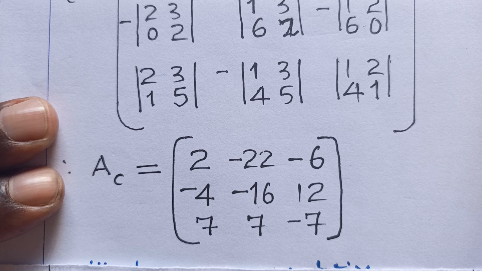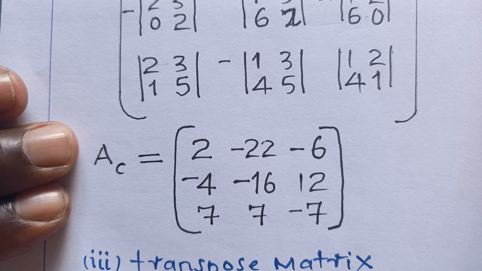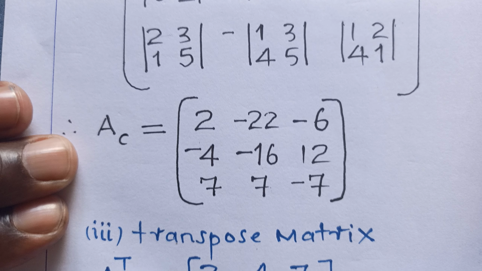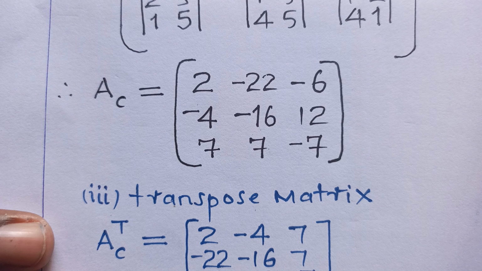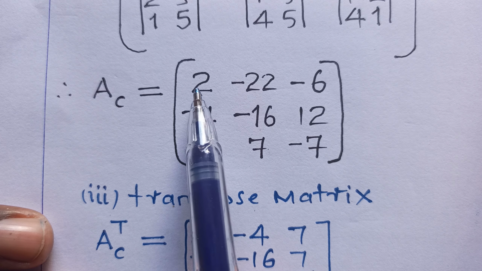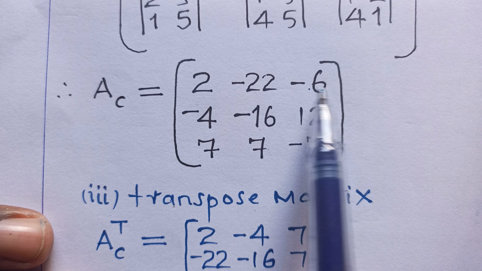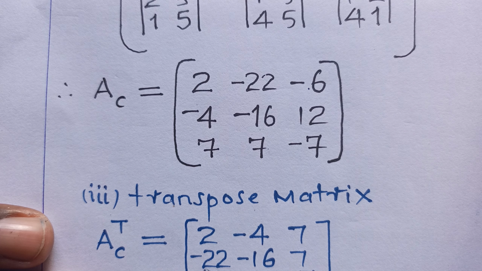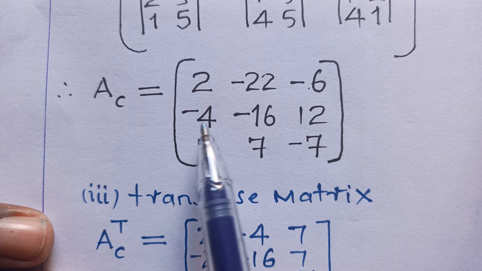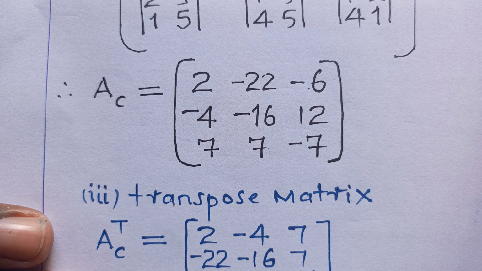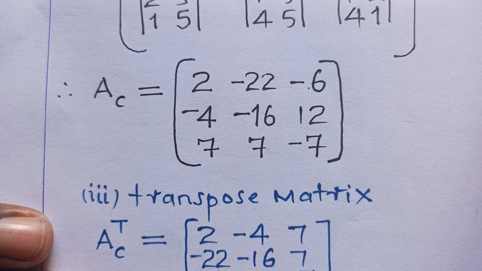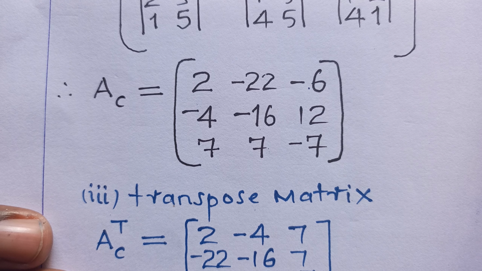To find the inverse, guys, we transpose the matrix. Before we find the inverse, first we transpose the matrix. That is to say, we write the rows as columns. So if we have a row 2, negative 22, and negative 6, that is going to be our first column. The second row now becomes our second column. And the third row, which is 7, 7, negative 7, becomes our third column. That means we have transposed the matrix.